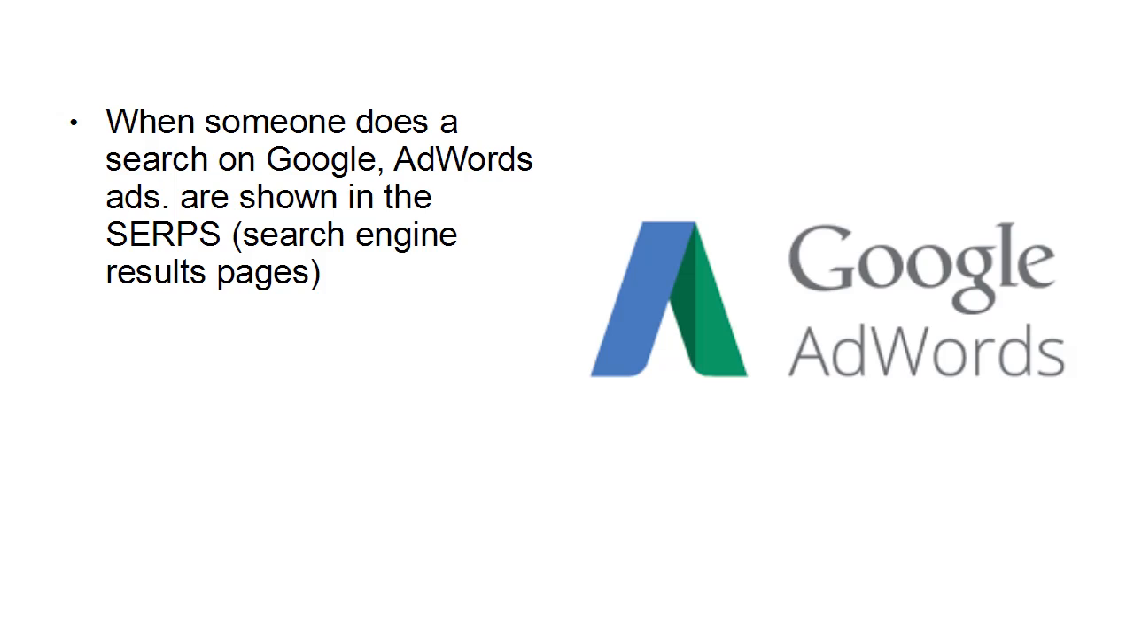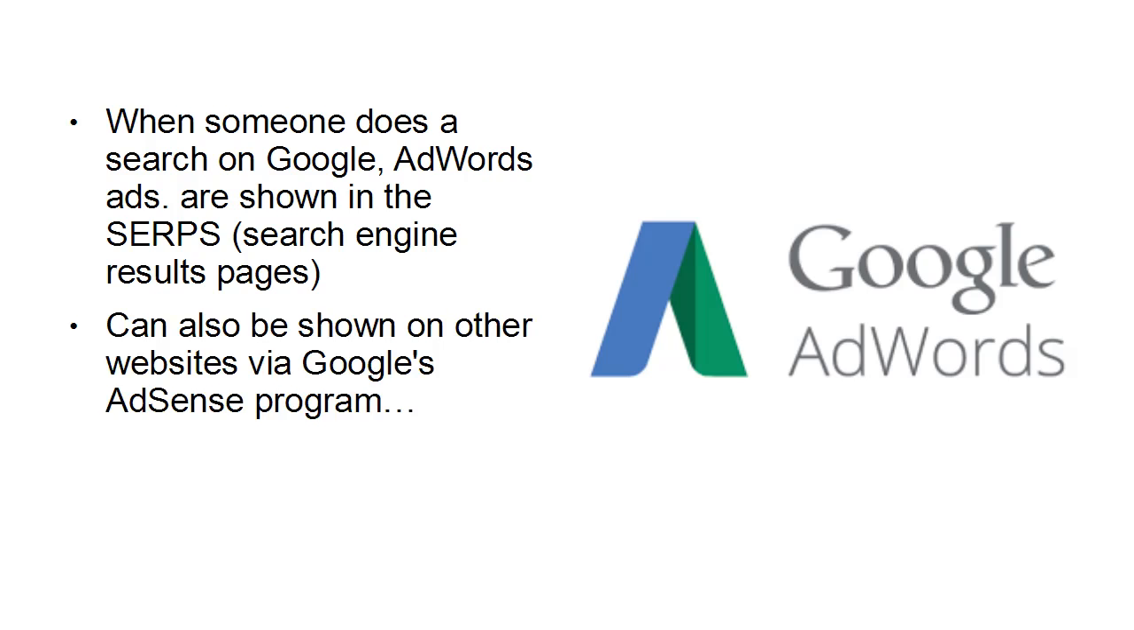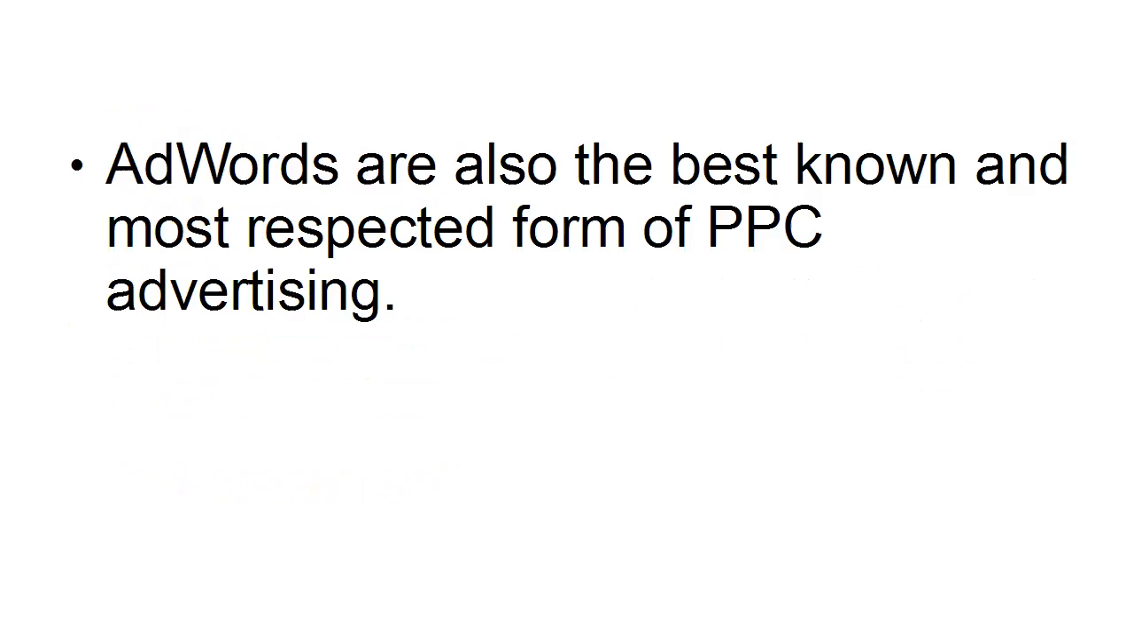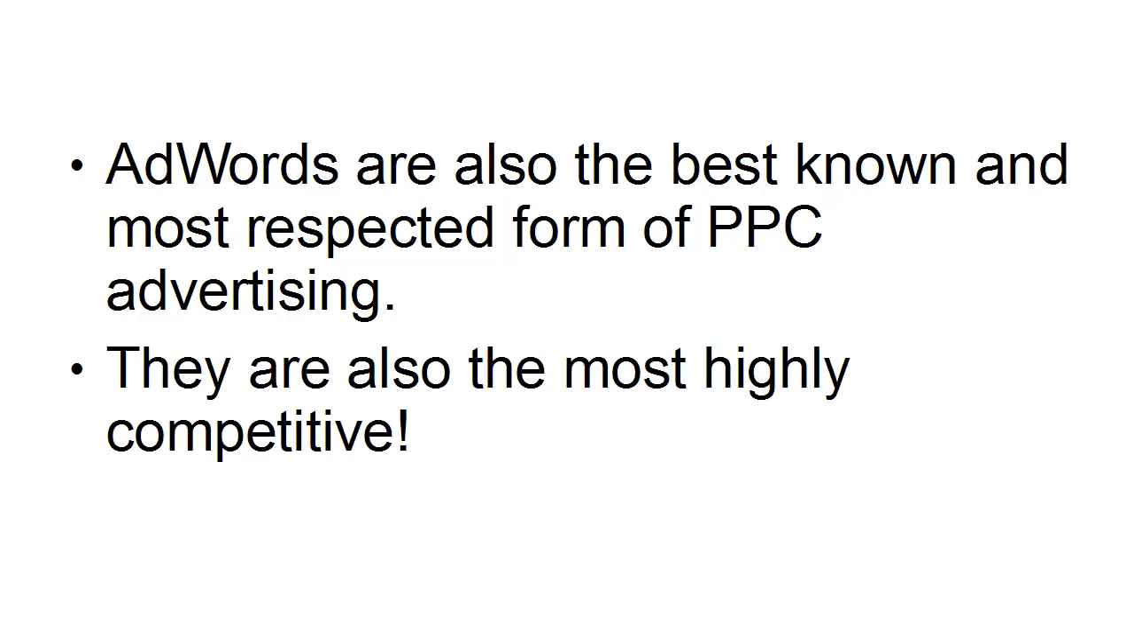Now, when someone does a search on Google, AdWords ads are shown in the SERPs, that's the search engine results pages, and they're generally shown down the right-hand column and sometimes across the top of the results. And you can see they usually say ads or sponsored results. And you can also show an ad on somebody else's website via Google's AdSense program, meaning you can reach a very wide audience with Google AdWords. AdWords are also the best known and most respected form of pay-per-click advertising, but they're also the most highly competitive.